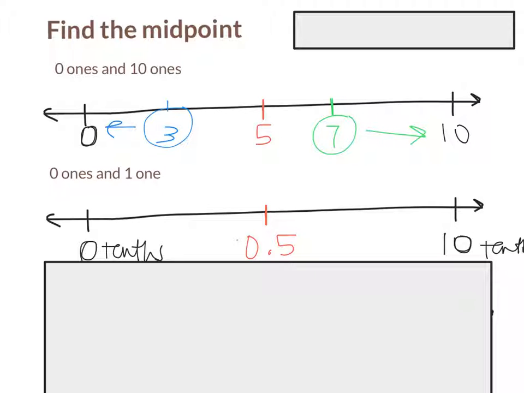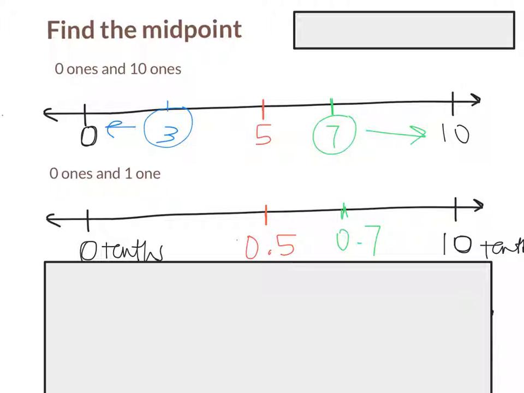0.5. Okay, so let me ask you a question. If I have a number like 0.7, where would it be on the number line? Jithia, come on up and show us. If I have 0.7, where will it be on the second number line? 0.7 would be right about here.